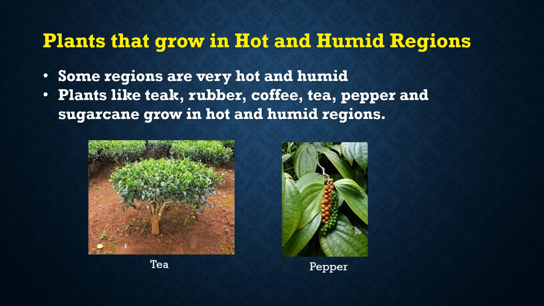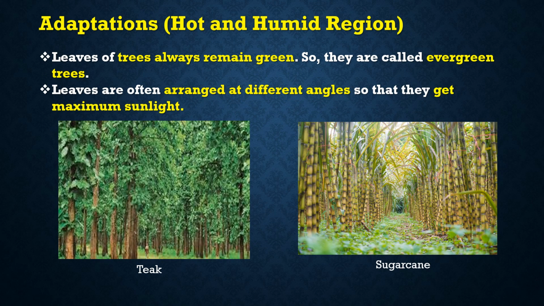Next, we have the plants that grow in hot and humid regions. Some regions are very hot and humid. Plants like teak, rubber, coffee, tea, pepper, sugarcane, etc. grow in hot and humid regions. Let us see how these plants adapt. Leaves of trees always remain green, so they are called evergreen trees. Leaves are often arranged at different angles so that they get maximum sunlight.